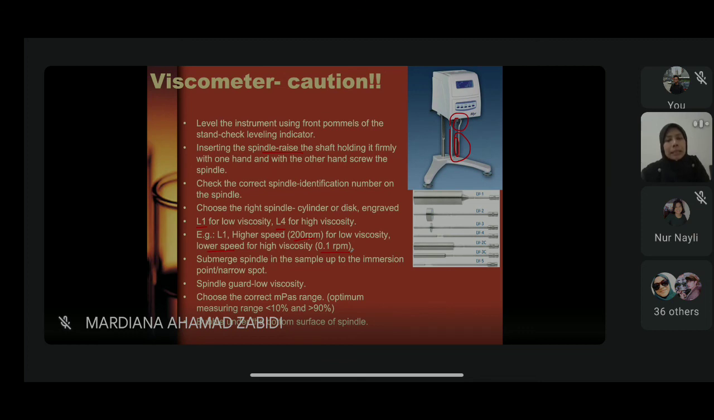But I do not know whether we are doing this in the industry. If I'm not mistaken, we don't. But I do not know, because in the industry that I joined, we only use a Brookfield viscometer.